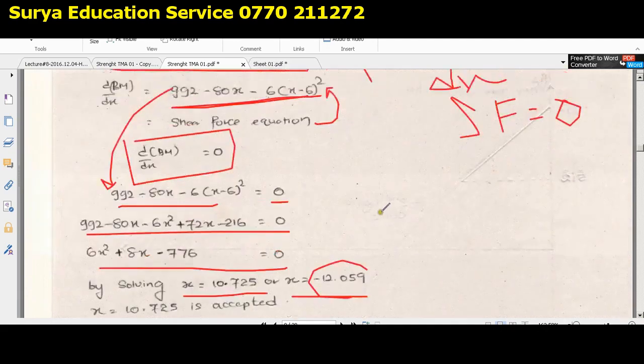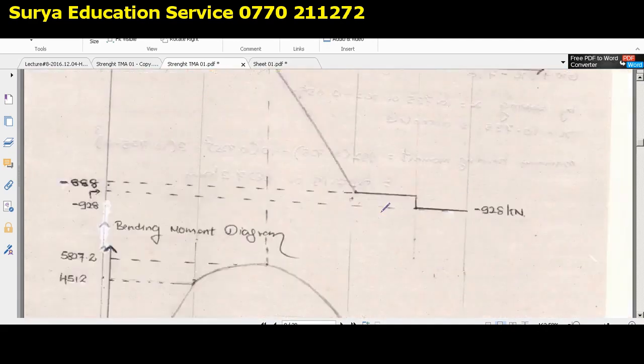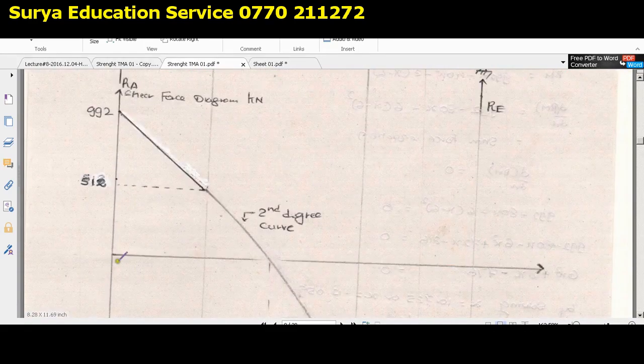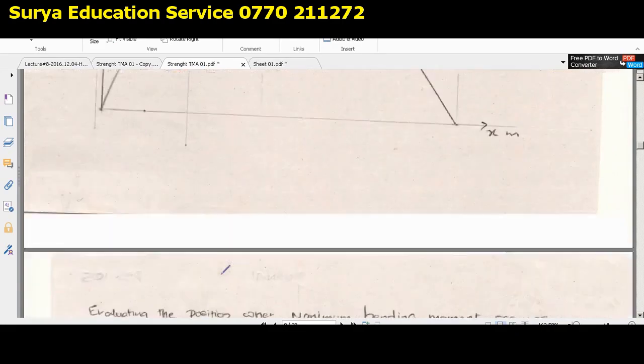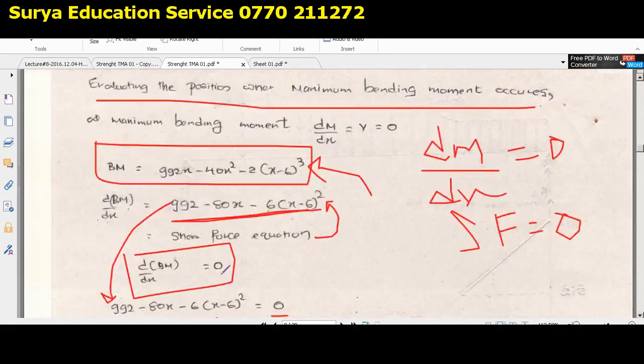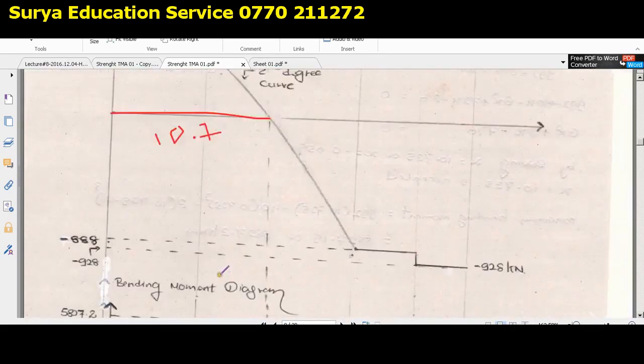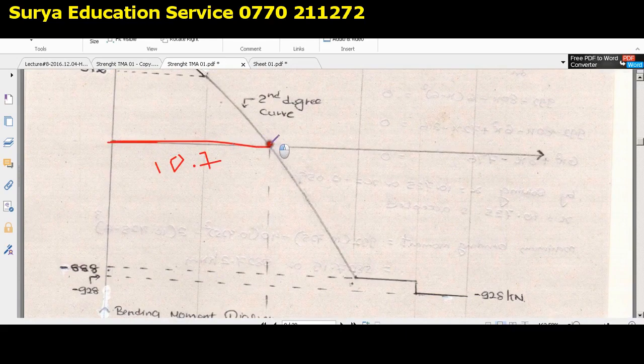Simply as that, right? So that means, guys, just move that much. What is this length? So this length is that 10.7, I think, what was that value? I don't remember. Yeah, 10.725. So guys, this length is 10.725, right? This is the length where the maximum bending moment occurs.